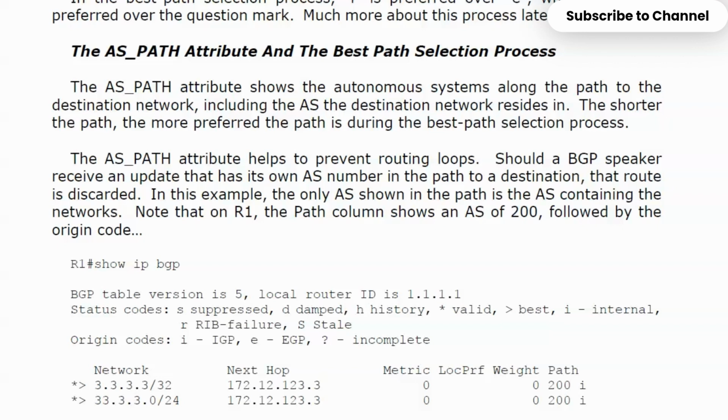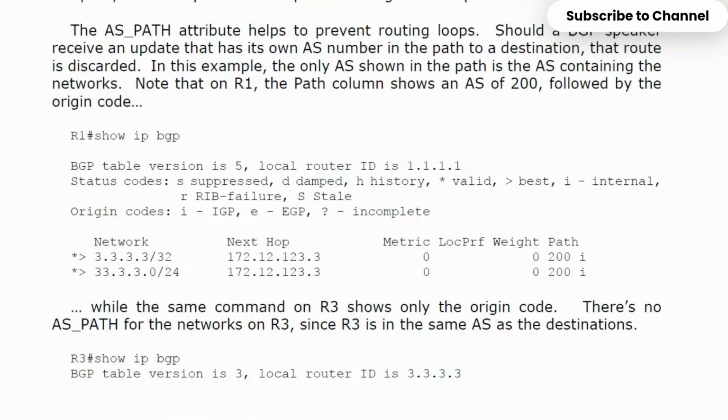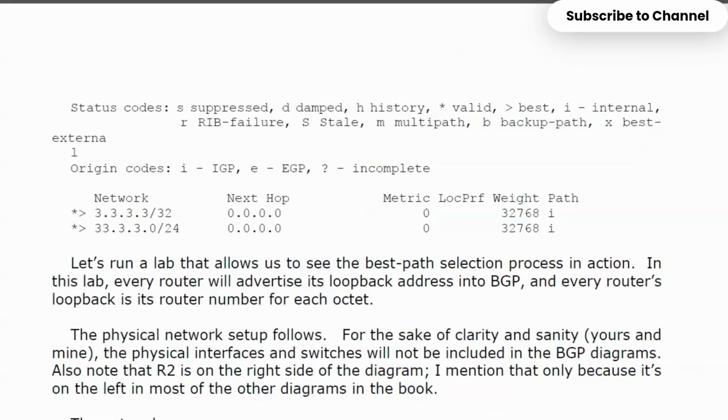Now in this example, and this was router 1 in our previous lab, the only AS shown in the path is the AS containing the networks, because the AS was right next to router 1, and you see under path 200, and it's followed by the origin code. On router 3, which was the router that actually contained those two networks, as we go down here you can see the only thing under the path was literally the letter I.